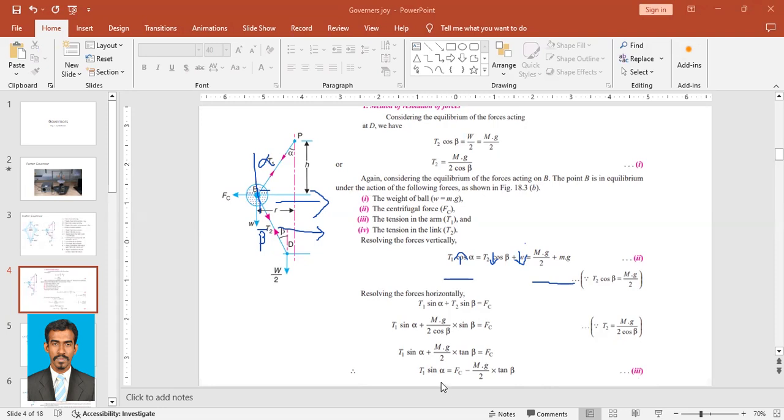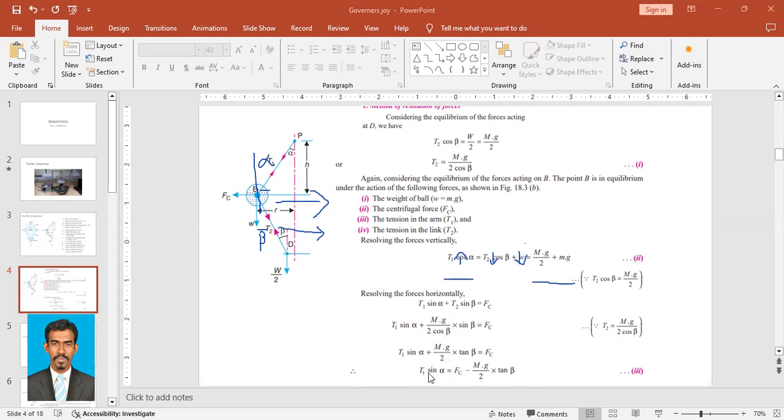Why are we doing it? Because we want to find T1, which is an unknown term. Therefore, we want to make T1 a separate term. We already know about beta, so we don't need to worry about it.